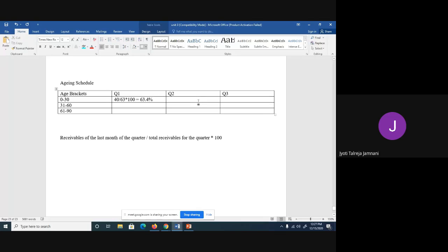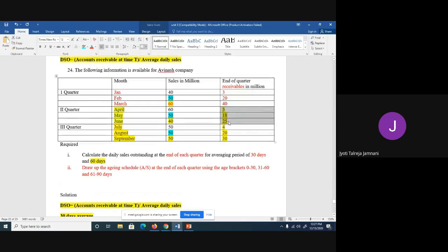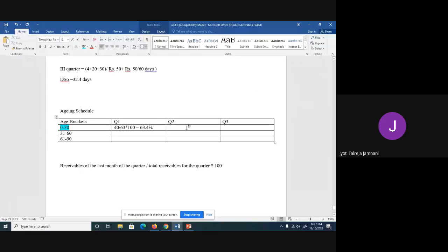Let's do it for the second quarter. I'm doing it for the 0 to 30 days bracket. Again, I'll take receivables of the last month of the quarter divided by total receivables of the quarter. So this is the quarter. Last month is 25, so 25 divided by the total. 25 plus 18 plus 5, you will get 48. So 25 divided by 48 into 100, last month sales 25 divided by total 48 into 100. So you will get a percentage of 52.08%.